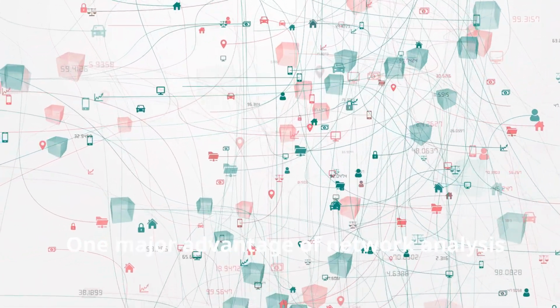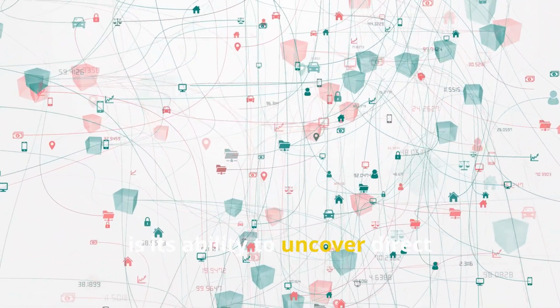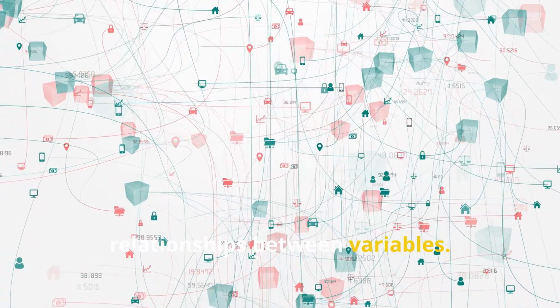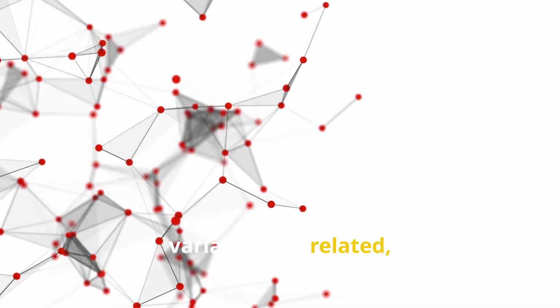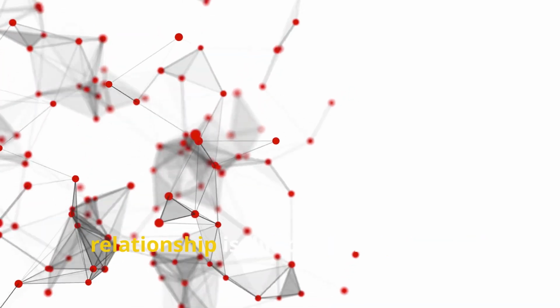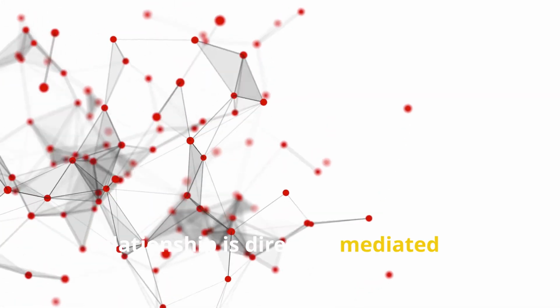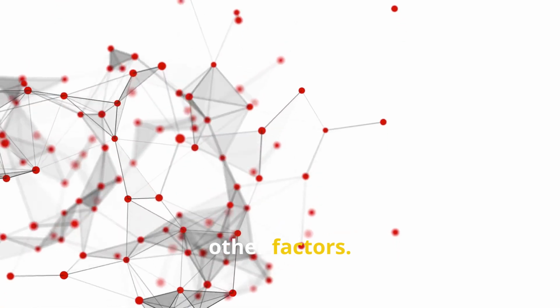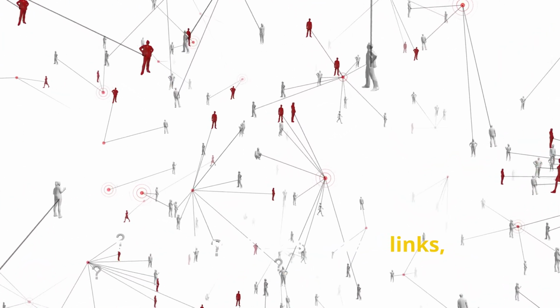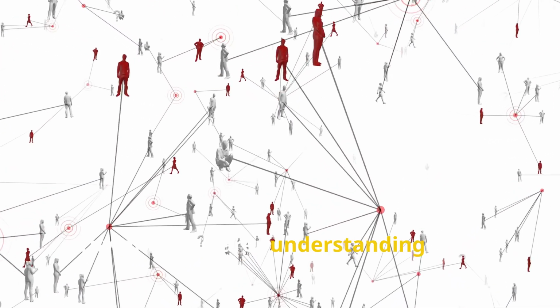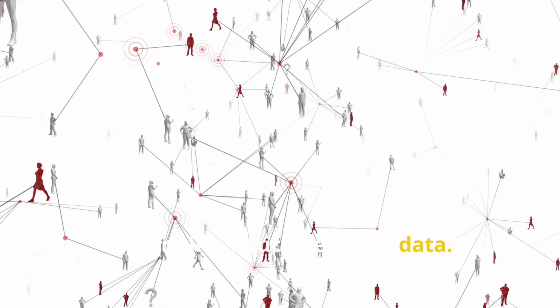One major advantage of network analysis is its ability to uncover direct relationships between variables. Traditional methods might show that two variables are related, but they don't always reveal whether this relationship is direct or mediated by other factors. Network analysis, by mapping out all the connections, can highlight these direct links, providing a clearer understanding of the underlying structure of the data.